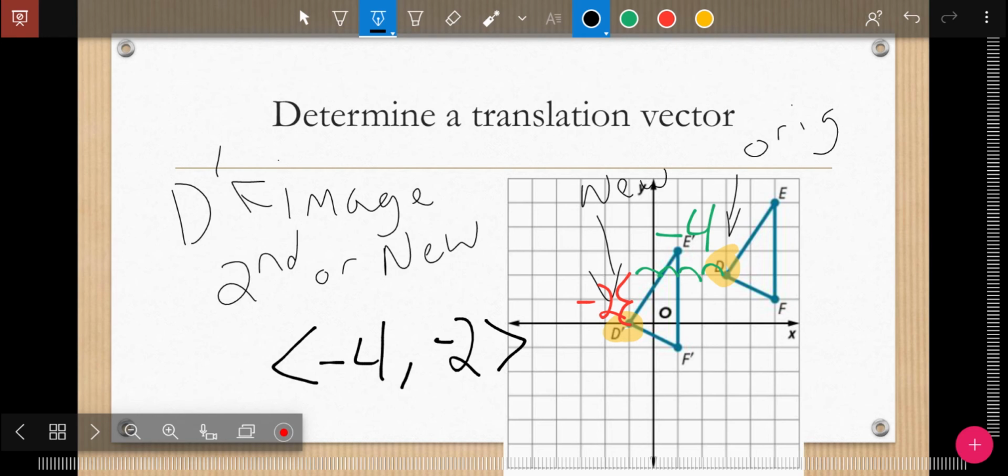And then I could check that. If I go left 4, down 2, does E match up? Yes. If I go left 4, down 2, does F match up? Yes. My vector is correct.